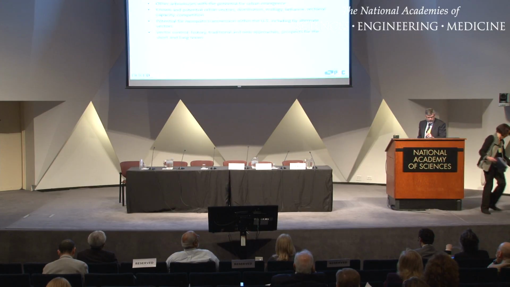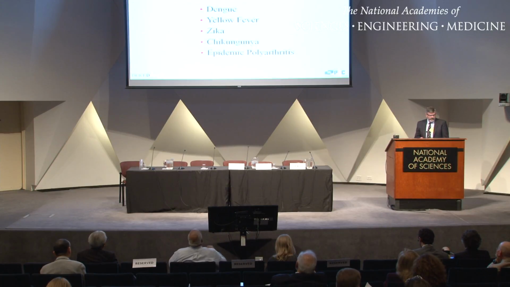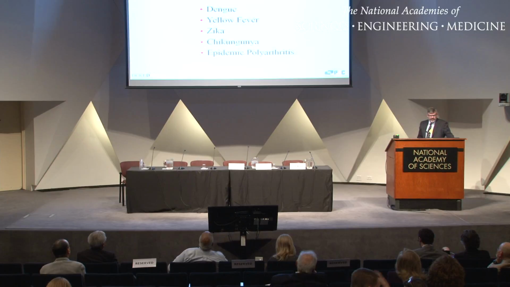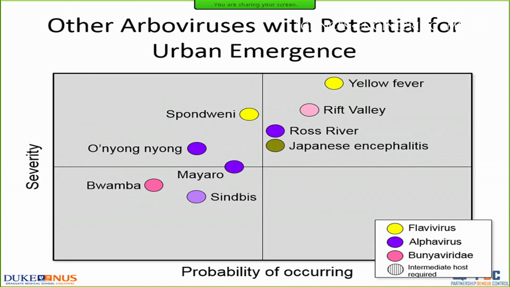So we'll move through Dr. Gubler's material fairly quickly because we're running a little behind. Arboviral diseases are known to be transmitted by this particular subgenus we keep referring to, Aedes stegomyia. You've heard all of these except epidemic polyarthritis, which is caused by Ross River virus in Australia and the South Pacific. So these are some of the viruses that we may want to be paying attention to, either based on historic information that you've just heard about, or what we suspect to be certain characteristics that may lend themselves to emergence. And I'm just going to mention a few of these.